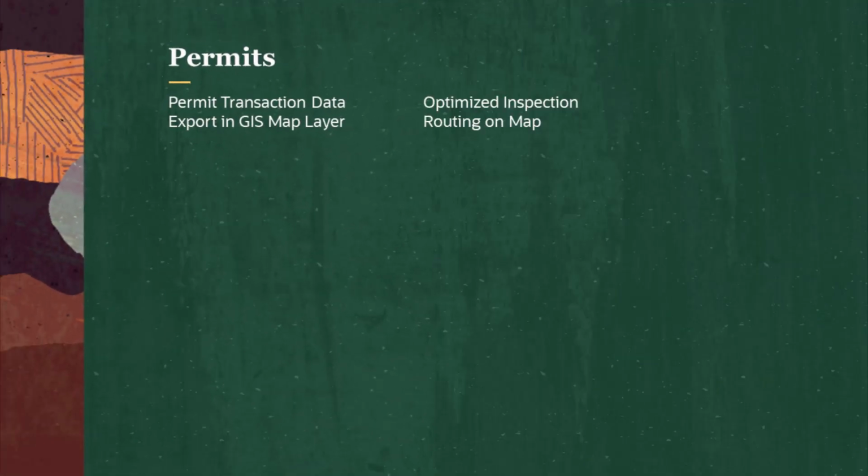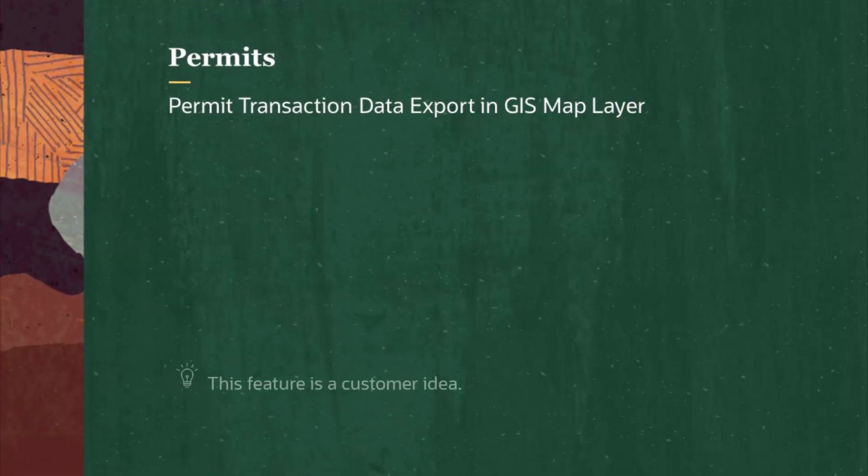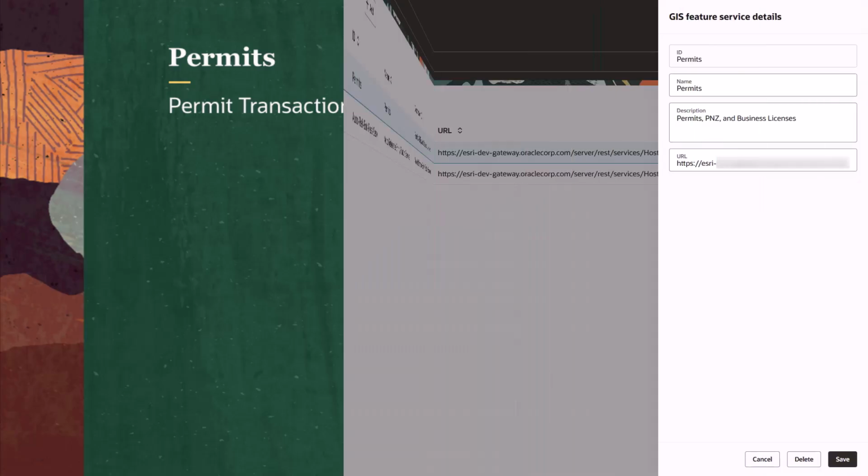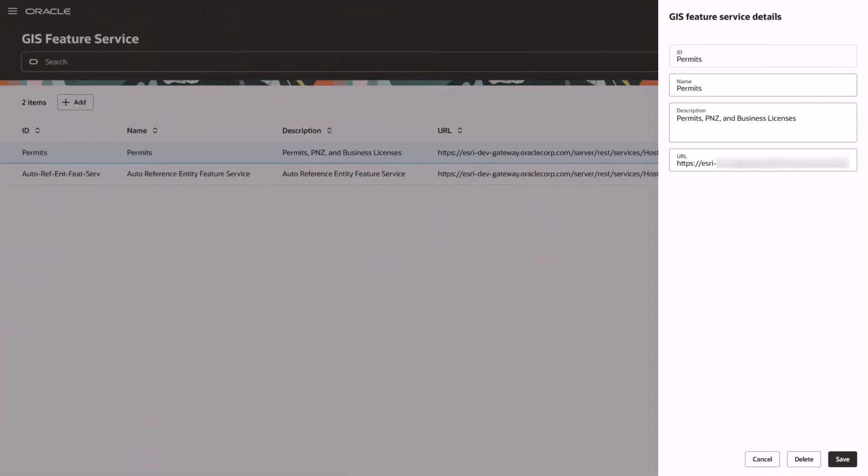Permits features include permit transaction data export in GIS map layer and optimized inspection routing on map. Your agency can now export permit transaction location information for display on a map. Setup requires an editable feature service so that exported data can be written on the map layer.